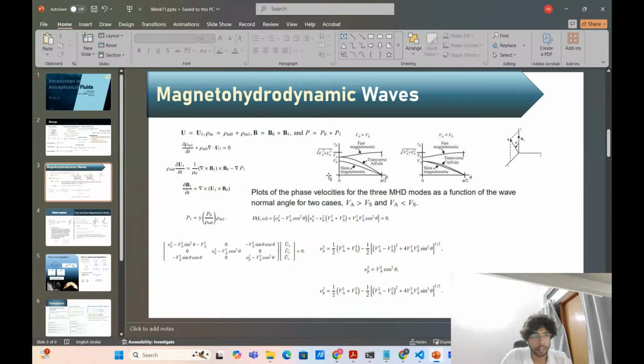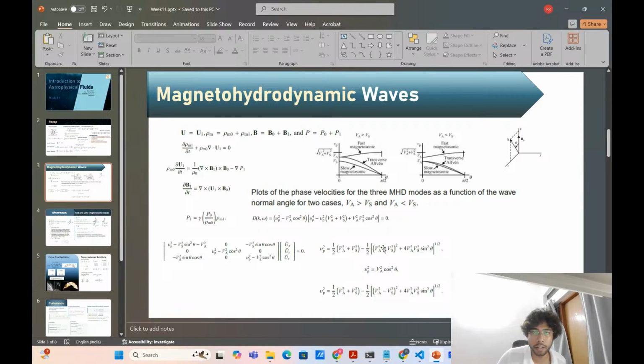And if you plot these solutions with respect to theta, this is the case for VA greater than VS, right? So VA depends on magnetic field, right, and VS depends on gas pressure. Okay, so if you have a very strong magnetic field in the system, VA would be greater than VS, right? On the other hand, if you have weak magnetic fields, VA will be less than VS. So in case of strong magnetic field, VA greater than VS, this will be as is, but let's look at this first solution, right?